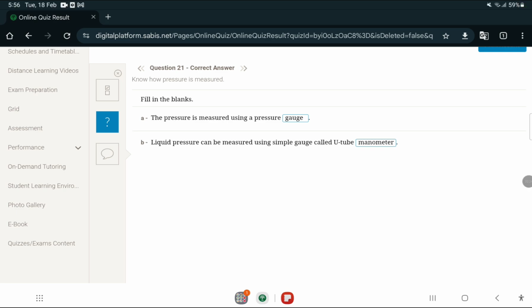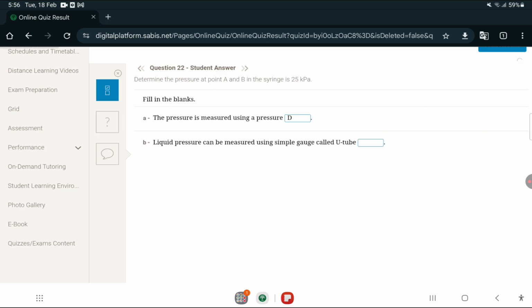Sorry about that. Okay, the pressure is measured using a pressure gauge. This is memorization. Liquid pressure can be measured using a simple gauge called the U-tube manometer. It's all memorization. All right.